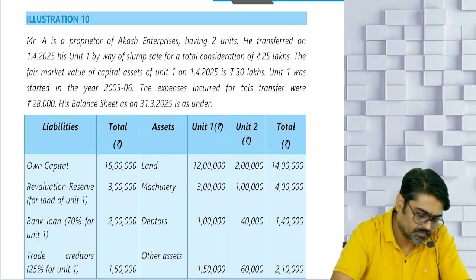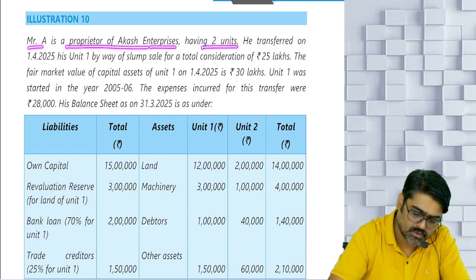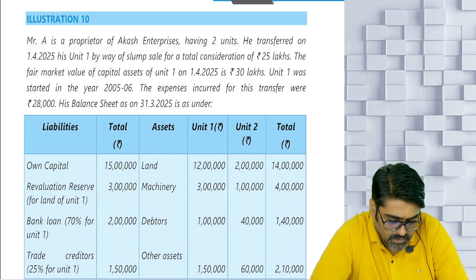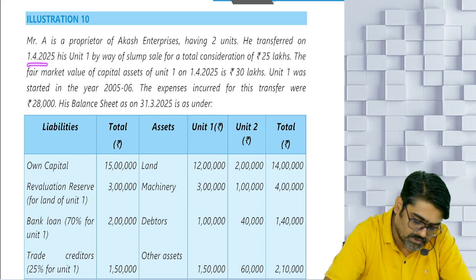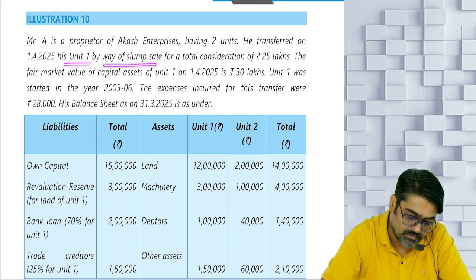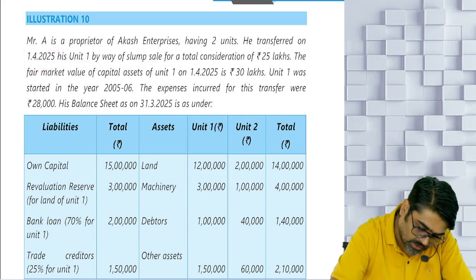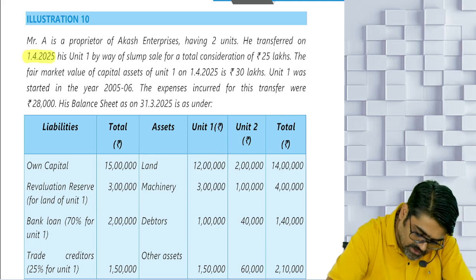Now I will discuss. Mr. A is a proprietor of Akash Enterprises having 2 units. He transferred on 1st April 2025 his unit 1 by way of slump sale. So this is the date of transfer. So tell me, in which year is the transfer taking place?